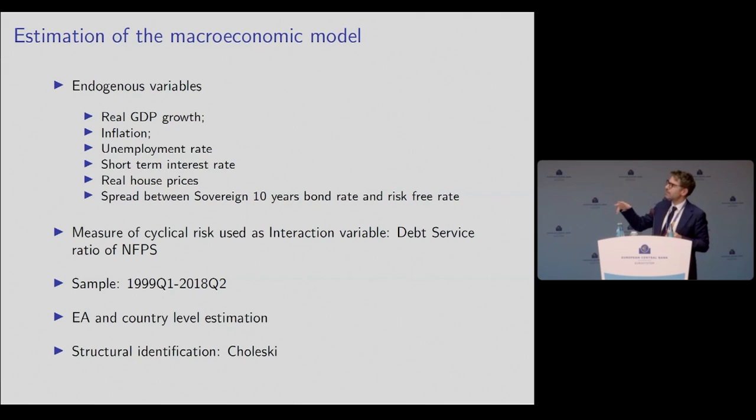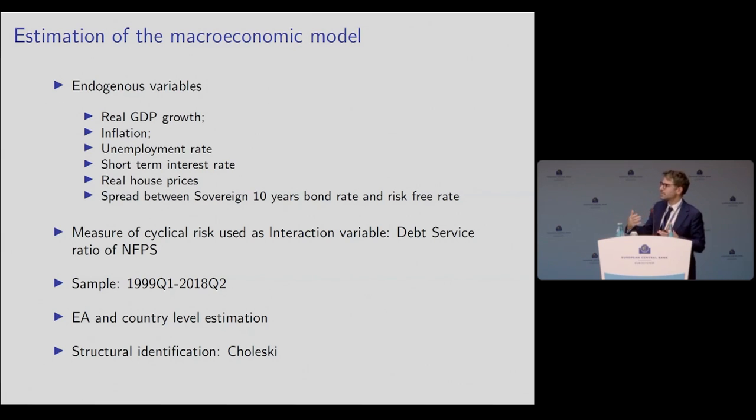The endogenous variables are the usual suspects of this type of literature. In this paper we have real GDP, inflation, unemployment rate, policy rate, real house prices, and the spread between the sovereign 10-year bond rate and the risk-free rate. We chose these variables because they were among the most important variables provided in the EBA stress test scenario. So we wanted to have this type of approach to think also in these terms.